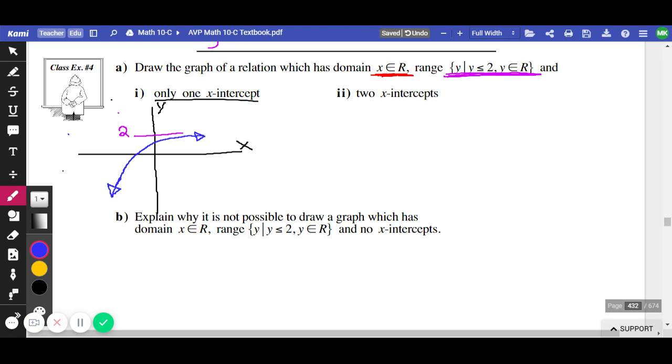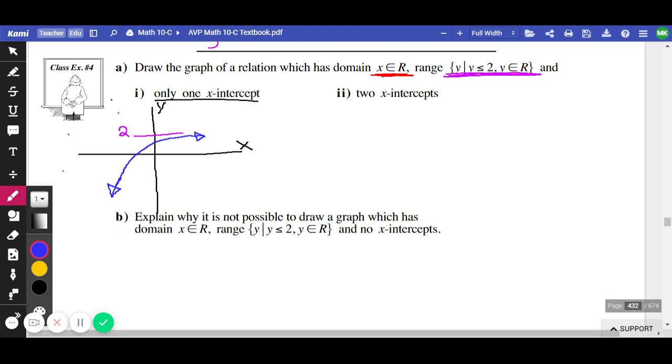This graph goes forever left, forever right. It's below 2, and it only has one x-intercept. You could have drawn a way different picture and still got the right answer, as long as it follows the rule I just said. Forever left, forever right, one x-intercept, doesn't go above 2, goes down forever. Kind of tricky, right? I mean, it gets a little harder.